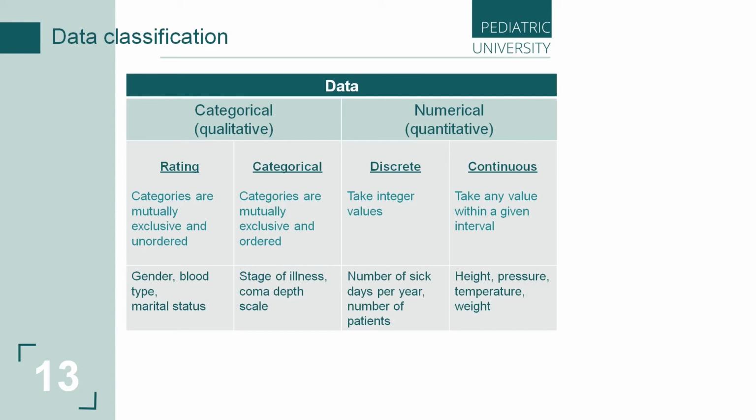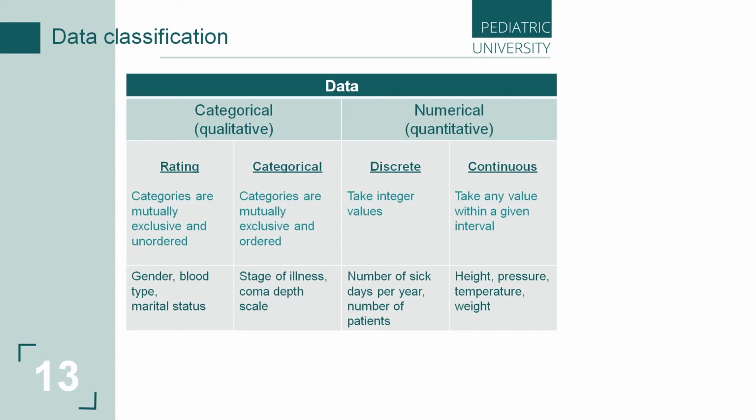Numerical data, quantitative data, on the other hand, are discrete and continuous. Discrete data only take integer values, for example, the number of sick days per year, the number of patients in the department at a given time. And what about continuous data? Continuous data can take any value within a given interval, for example, height, pressure, temperature, body weight.